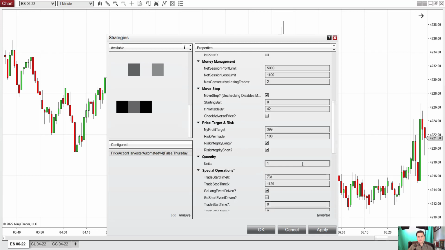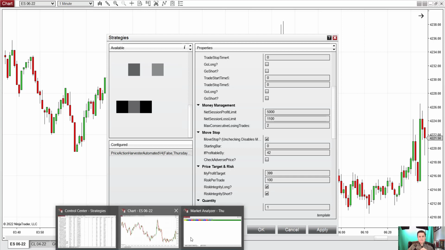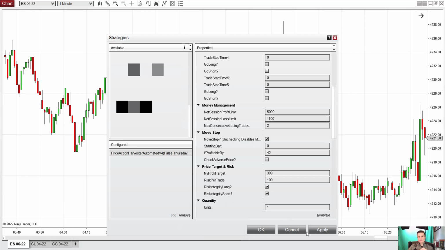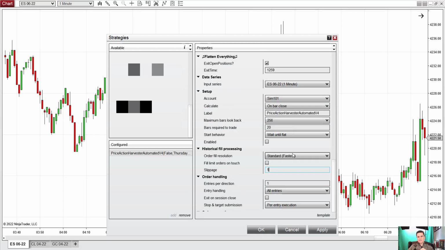Okay. Now, why did I choose these settings? So I have a tool that I developed. Let me go ahead and set this, enable it, click on apply.